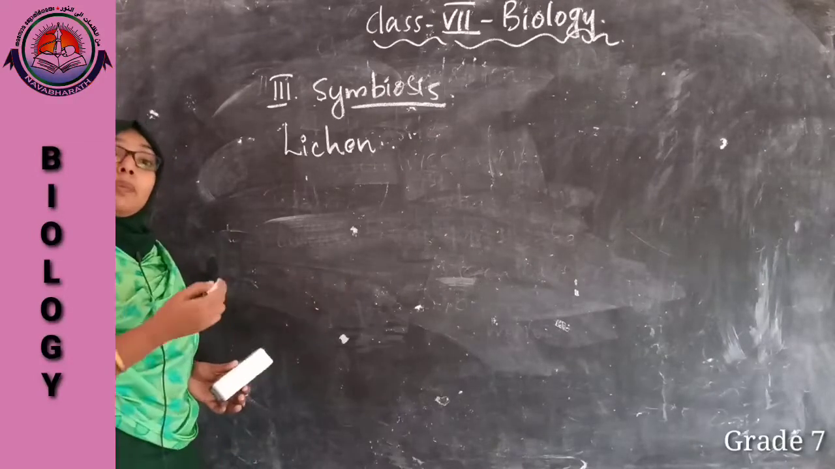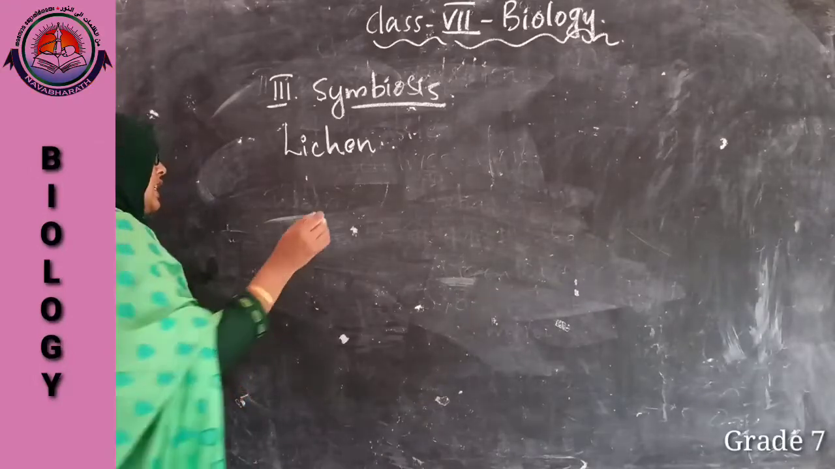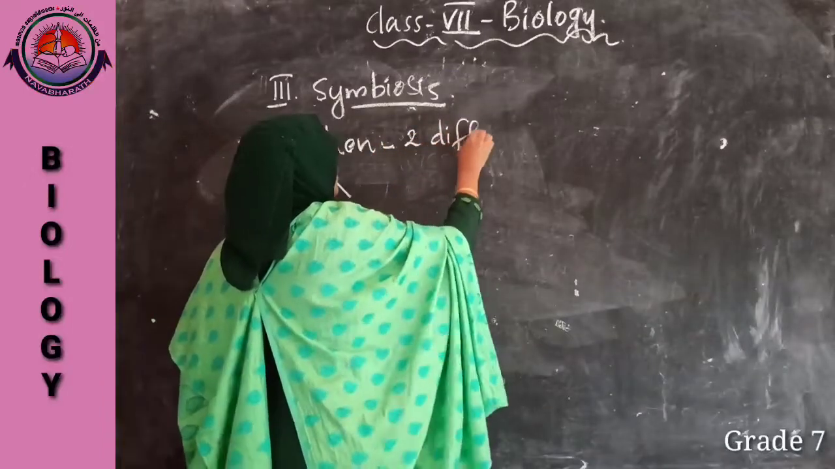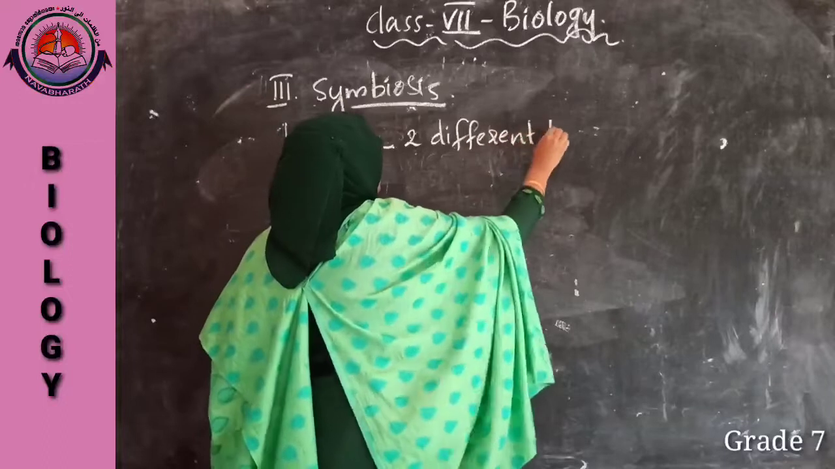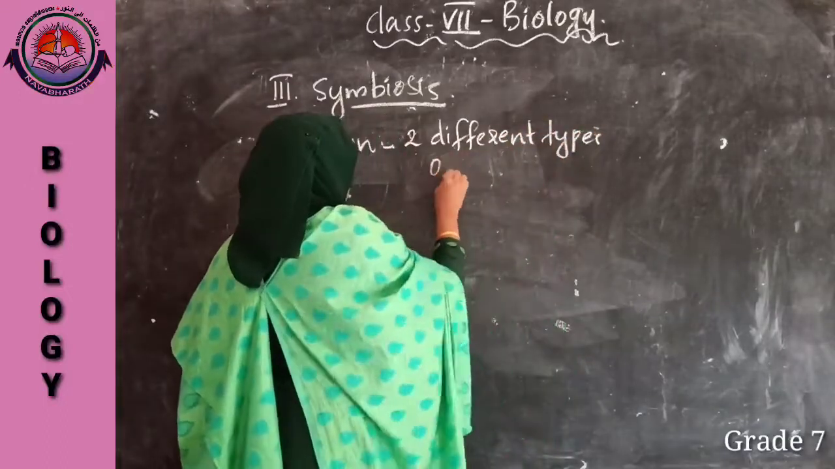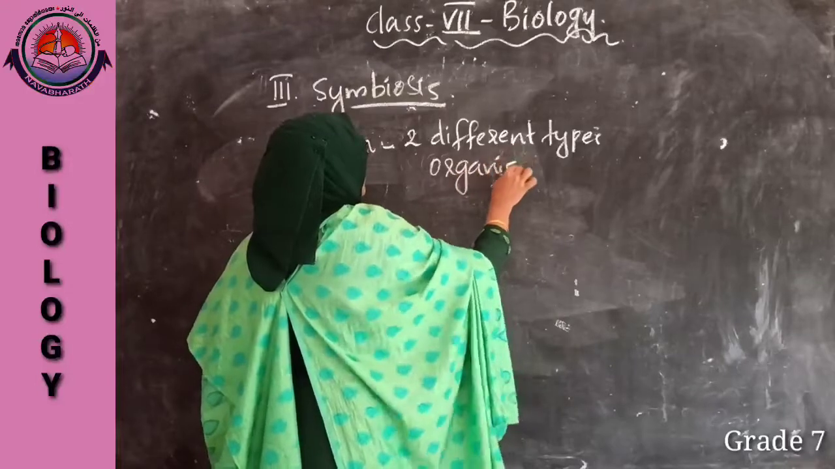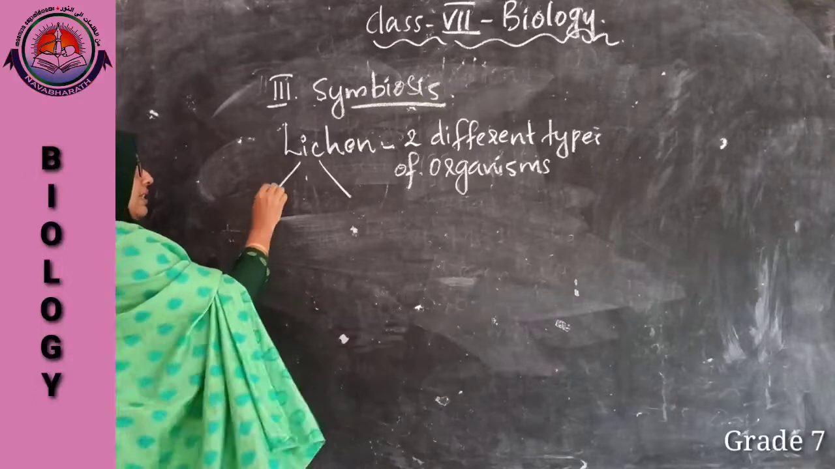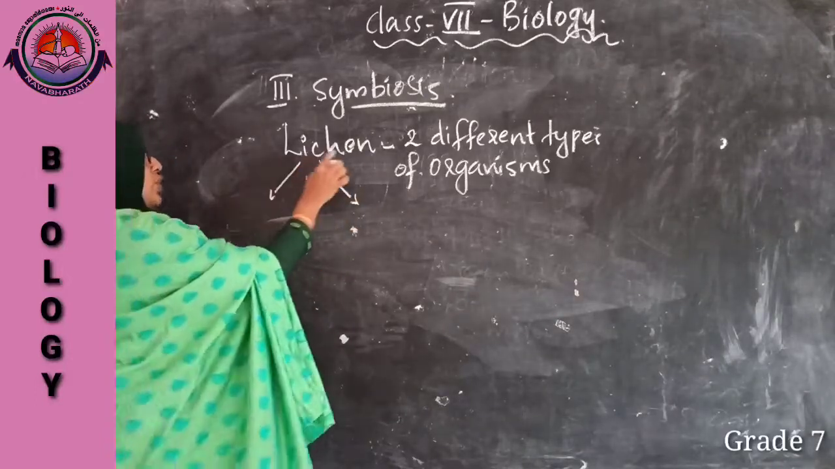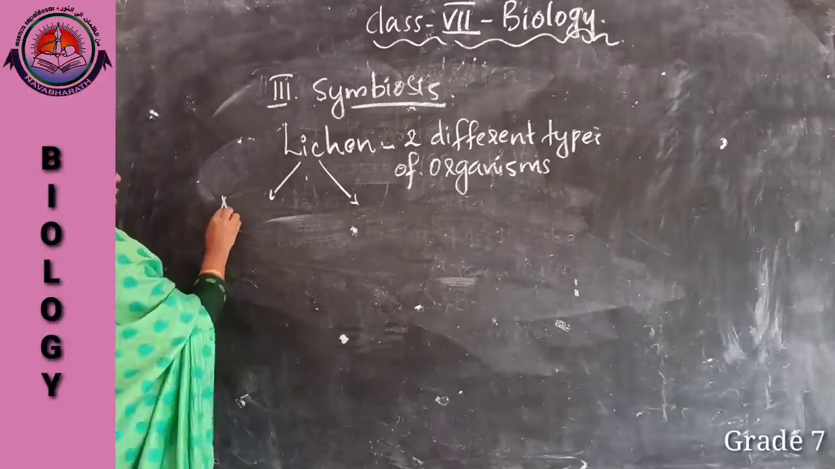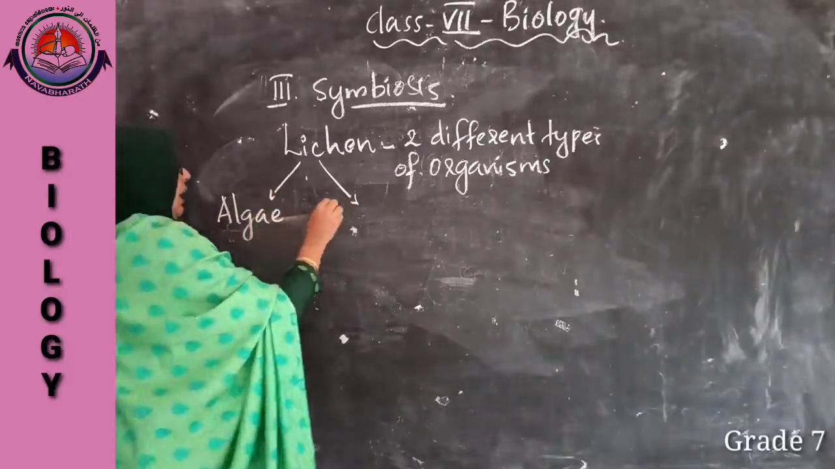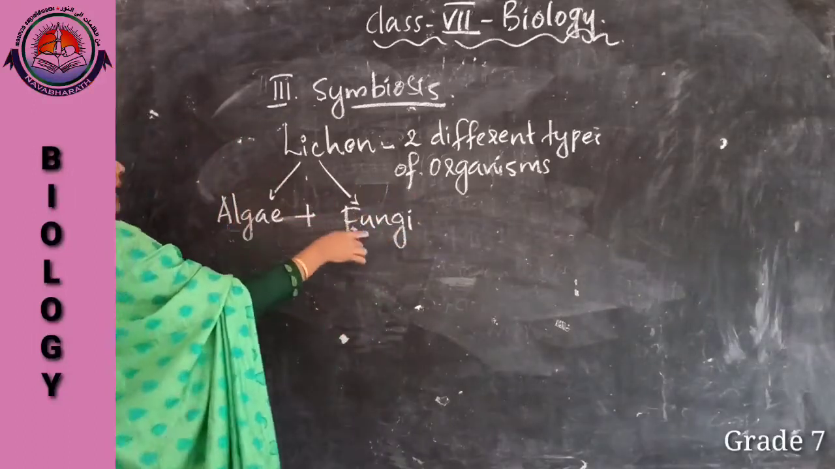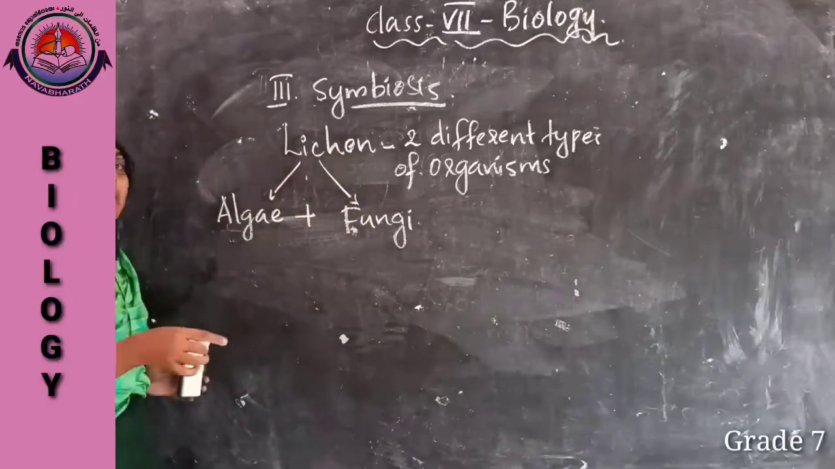How is it an amazing form of life? It is a combination of two different types of organisms. What are the two different types of organisms which together form lichen? They are algae and fungi. Algae and fungi together form lichen.